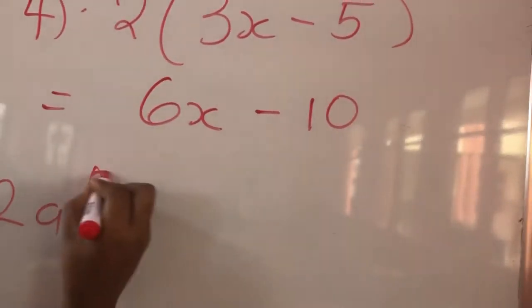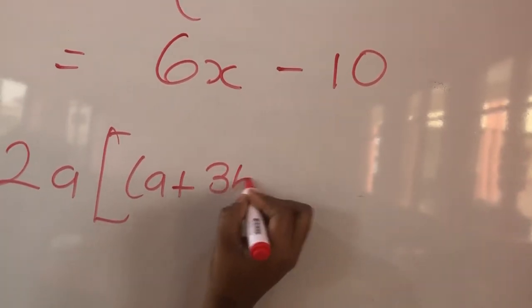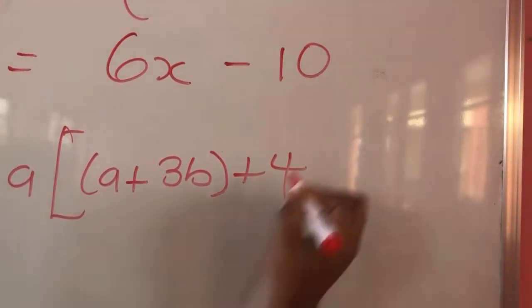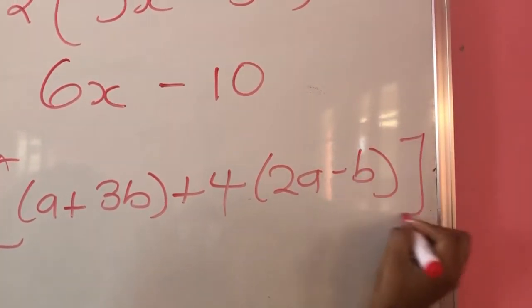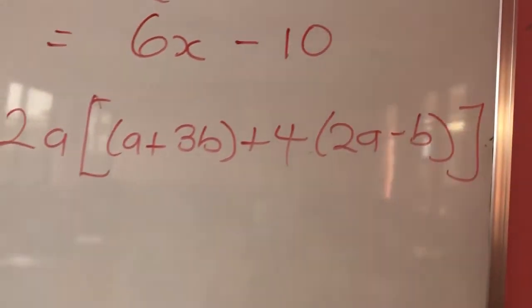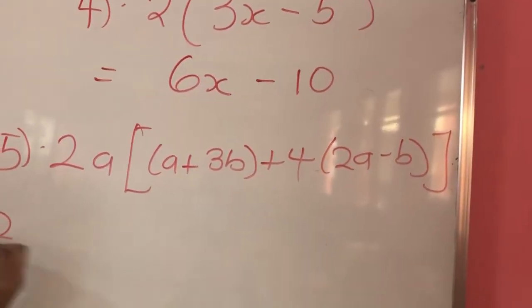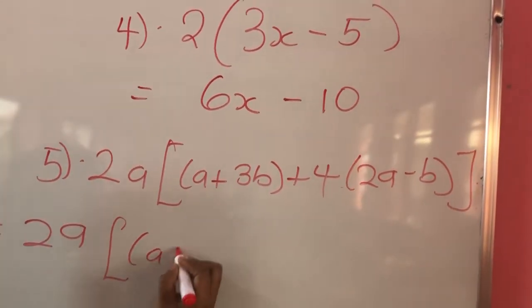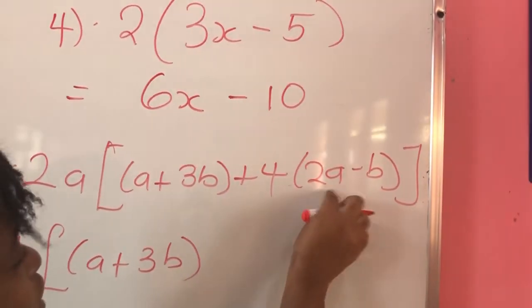So we have 2a, a bigger bracket, a plus 3b plus 4, 2a minus b. Okay. So the first and foremost thing is you expand the one in the bracket first. So let's bring our 2a here. Your bigger bracket still comes. Your a plus 3b comes. You close it. Now this will open the bracket.